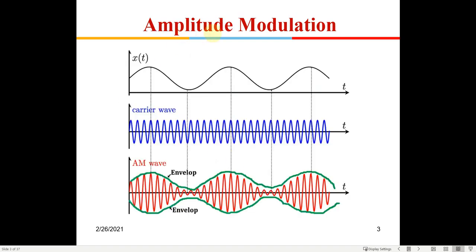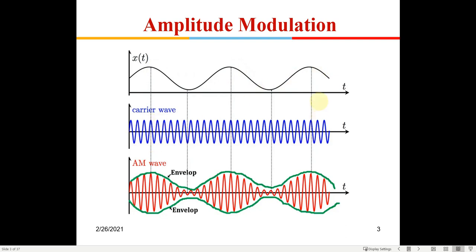One of the most common and easy schemes of modulation is amplitude modulation. If you see here on top, you have a sinusoidal signal. This is the speech signal, or the source signal, which is required to be modulated, and this is the carrier, which is the RF signal.